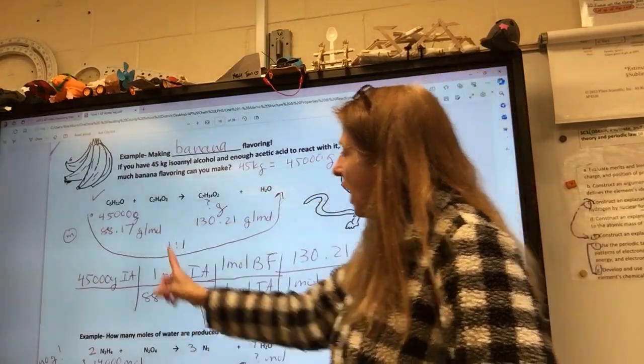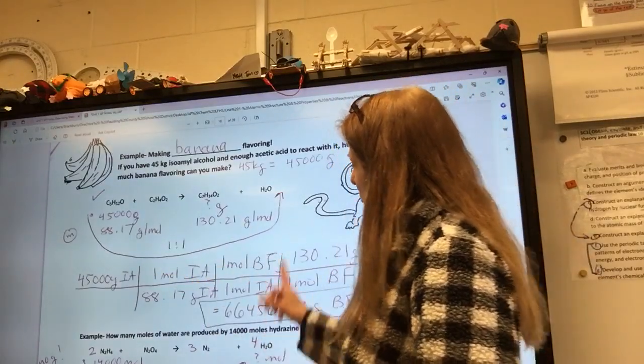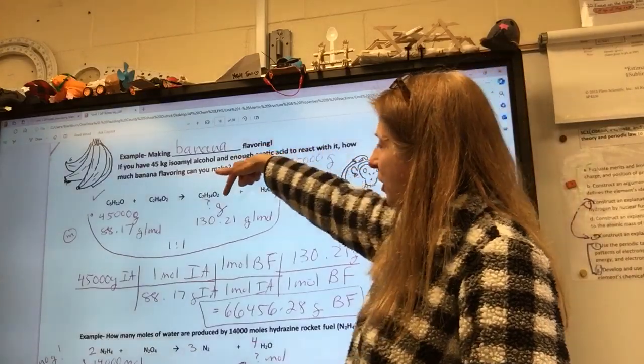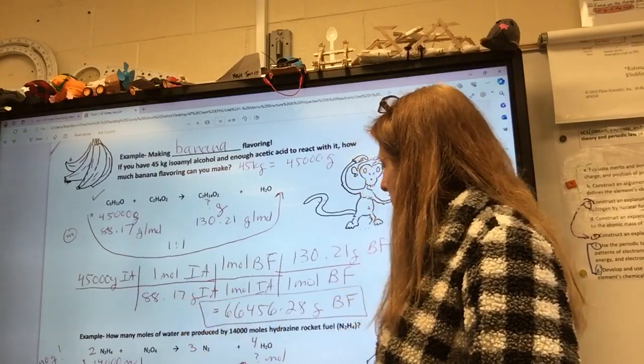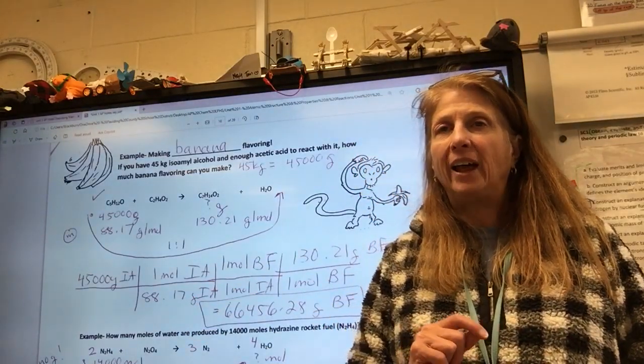130.21 grams. Grams of isoamyl alcohol mark out, moles of isoamyl alcohol mark out, moles of banana flavoring mark out. I'm left with grams of banana flavoring, what I was supposed to have. I'll multiply everything on top, I divide by what's on bottom, and that's the answer. Y'all remember how to do that?